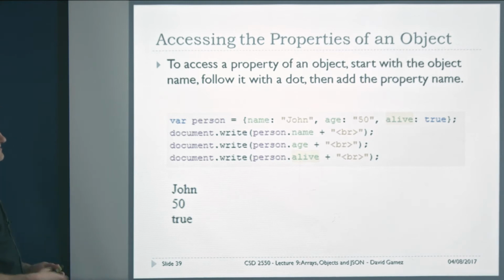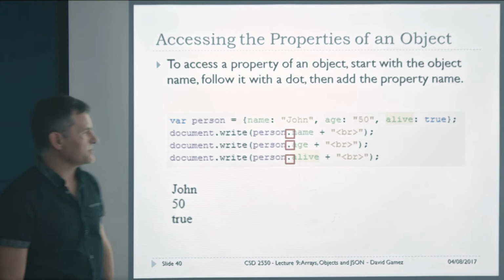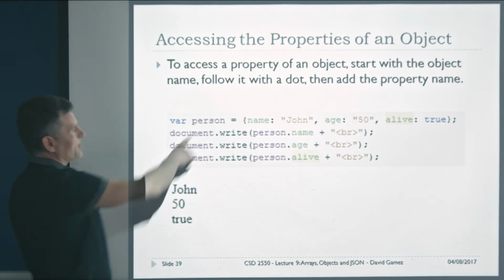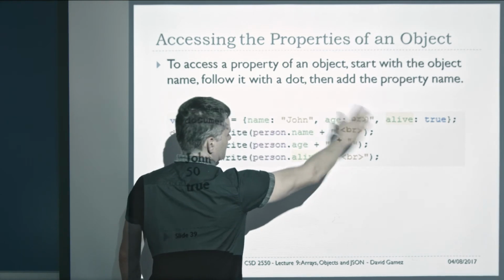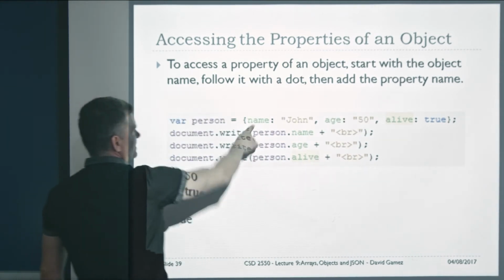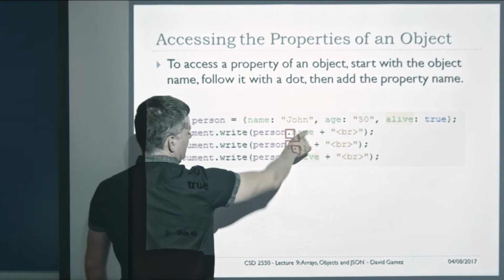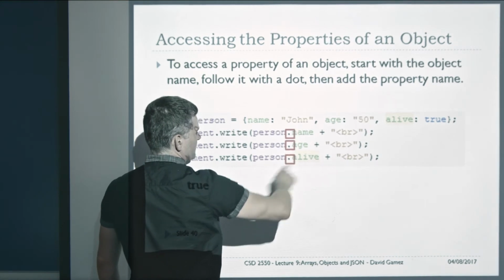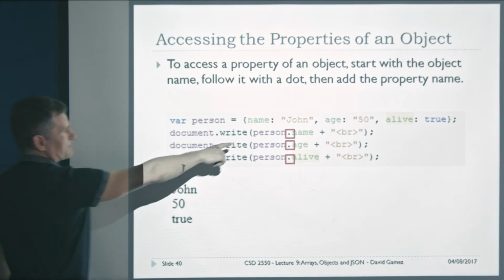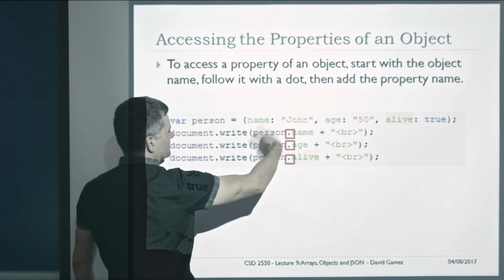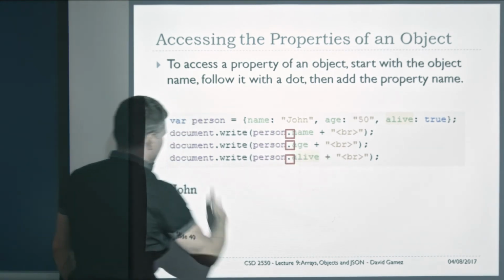Now, to access the properties of an object, the most common way of doing this is to just use a dot. So here we have our person with a set of key value pairs. The keys are name, age, and alive. If we want to access name, we just have person.name. If we want to access the age, person.age, person.alive. In this case, we're outputting the values within the object, plus a break to separate it nicely.